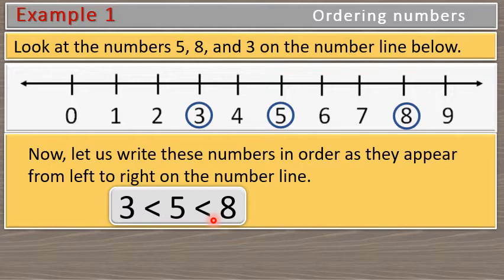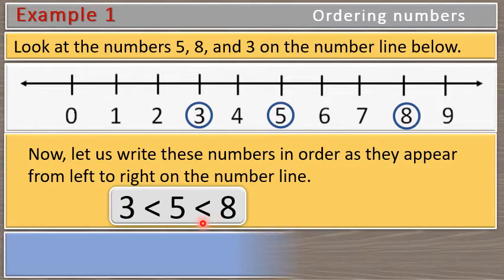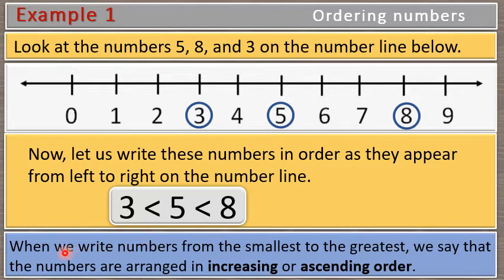So now after doing this, let us arrange these numbers in descending order also. But before that, let us see this statement. When we write numbers from the smallest to the greatest, we say that the numbers are arranged in increasing or ascending order. That is what we have done now. We have arranged the given three numbers from smallest to the greatest. So now these numbers are arranged in ascending order.